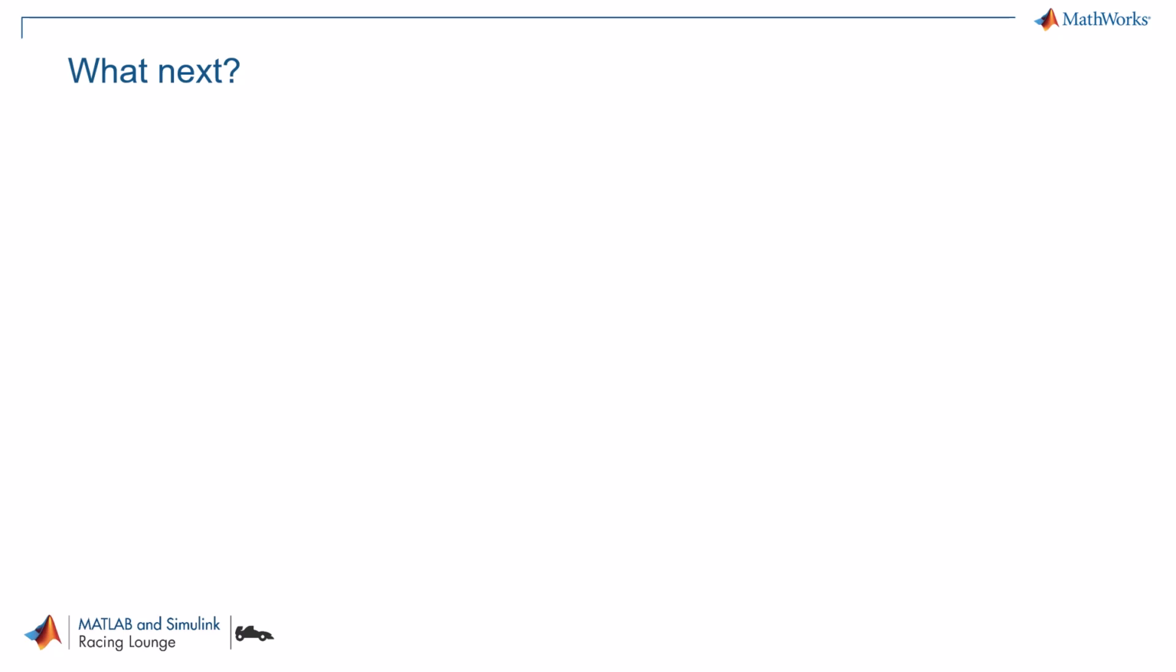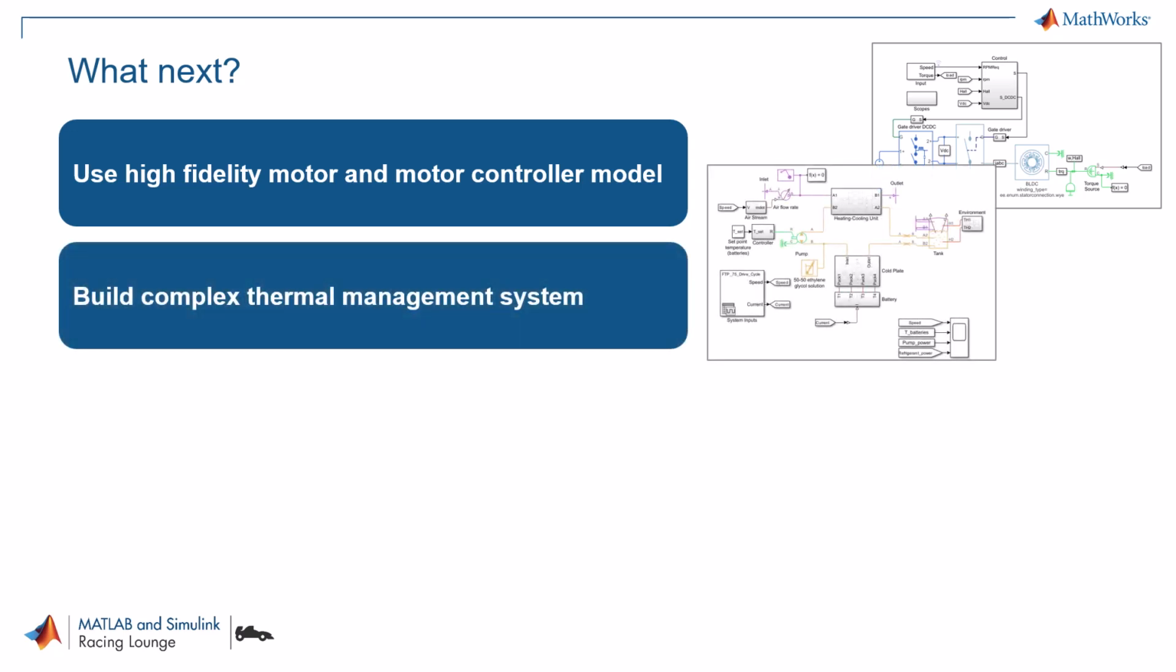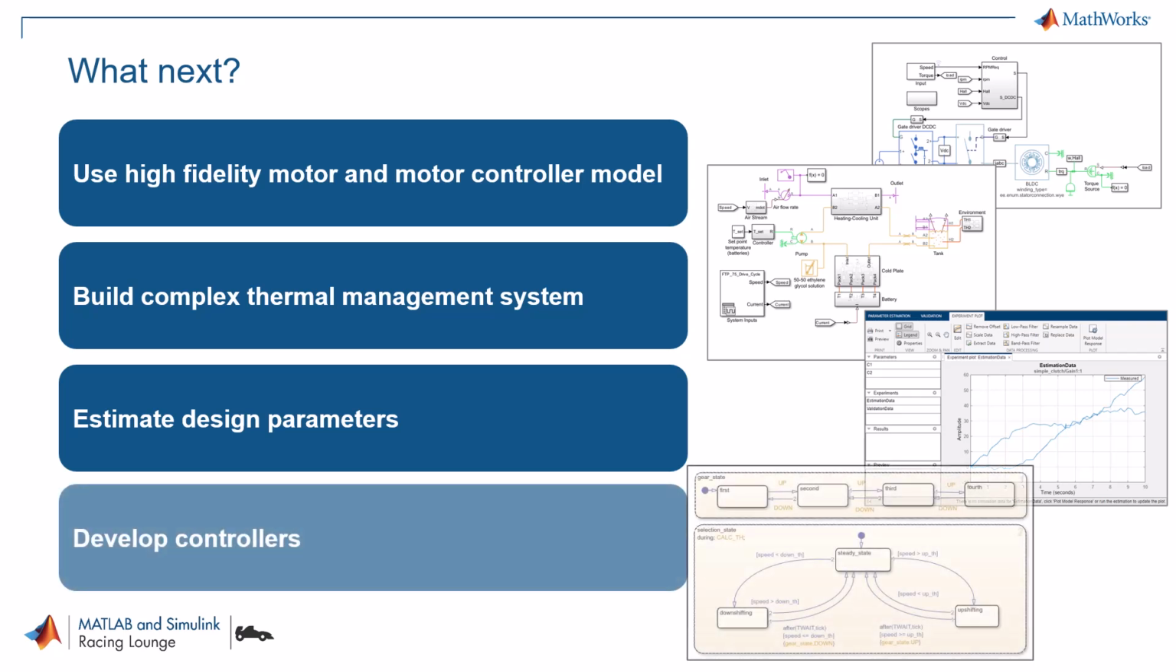Well, you can use this learning to build a more complex model depending upon your requirements. For example, you can replace a system level model with a detailed motor and motor controller model. Further, you can try different cooling system layouts referring to some of the advanced examples. You can use parameter estimation to size the pump, radiator, fan, or other sensitive components. Also, you can develop a controller to turn on the cooling when needed.